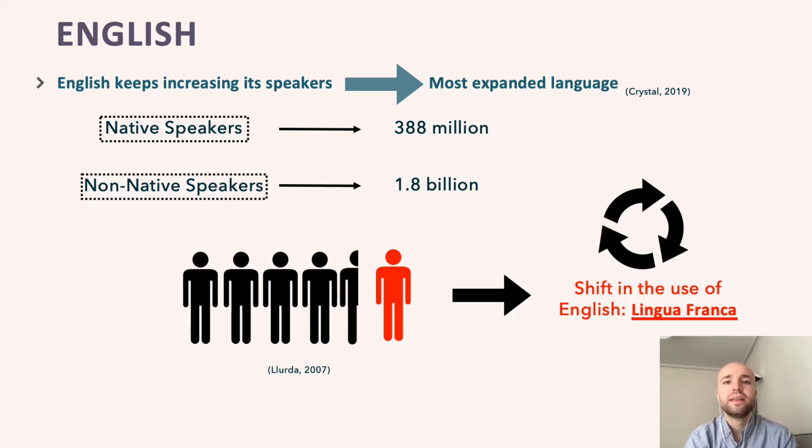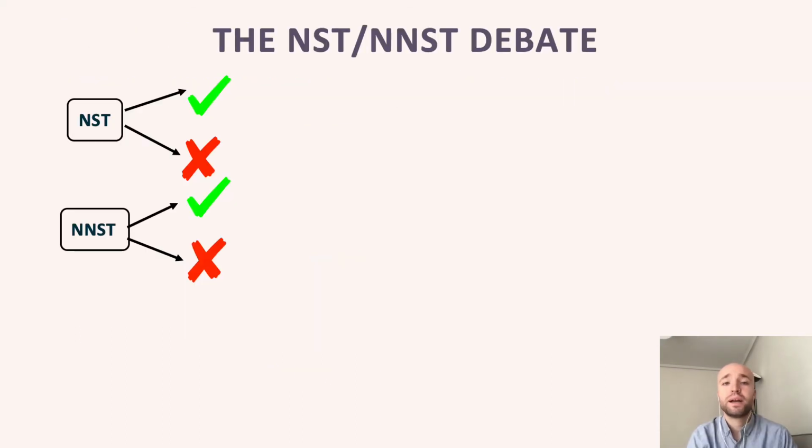Therefore, we can say that nowadays English is evolving towards its use as a lingua franca, that is, a language used to reach understanding between speakers of different first languages. Despite this situation, there's a hot debate in English language teaching between native and non-native speaking teachers in order to decide which one is the best teacher. And research has tried to assign some positive and negative aspects to each type of teacher.